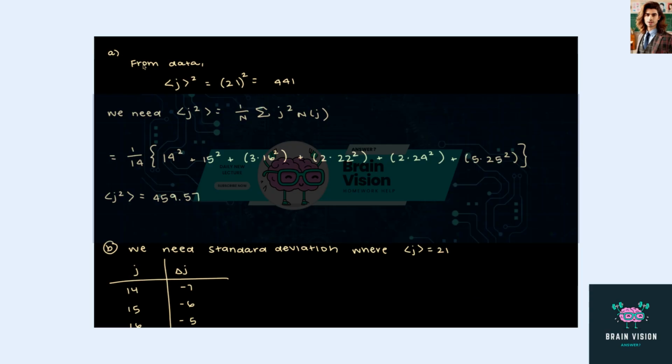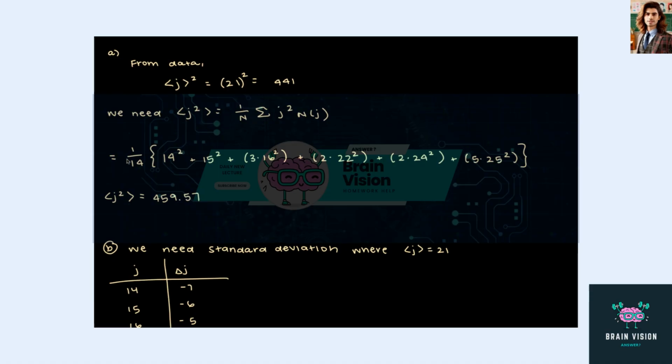So for part A, the first thing that we know from the data we're given is that the average of j is 21, so the square of the average, j average squared, equals 21 squared, which is 441. Now, what we need to do is find the average of j squared, and notice where the square is, because that's going to make a difference in our computation. Well, this is going to be equal to 1 over n times the sum of j squared times n of j. So this is a very simple summation calculation that we can do.